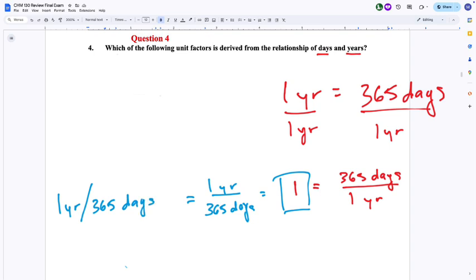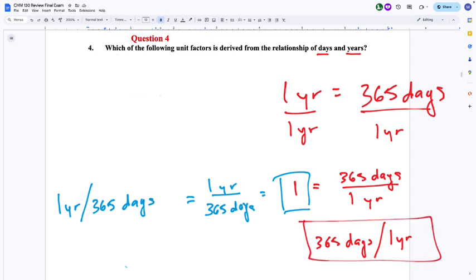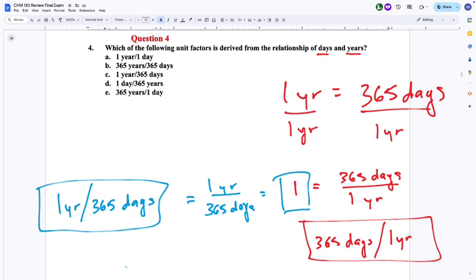The other one, 365 days / 1 year. So those are my two possible formats that I could see for a conversion factor. I can now go back through and try and manipulate.